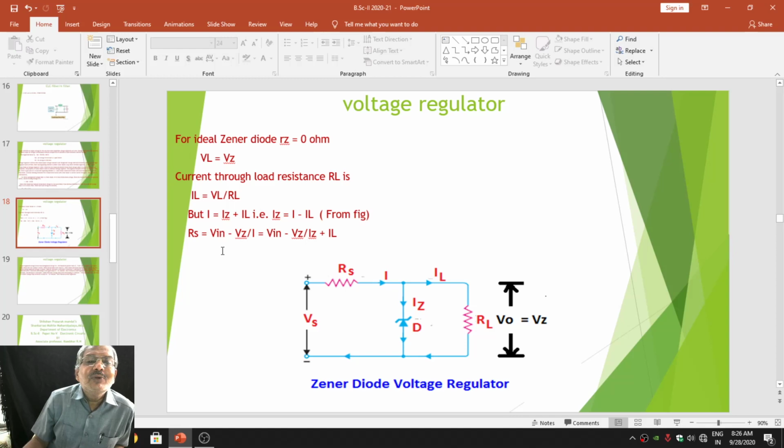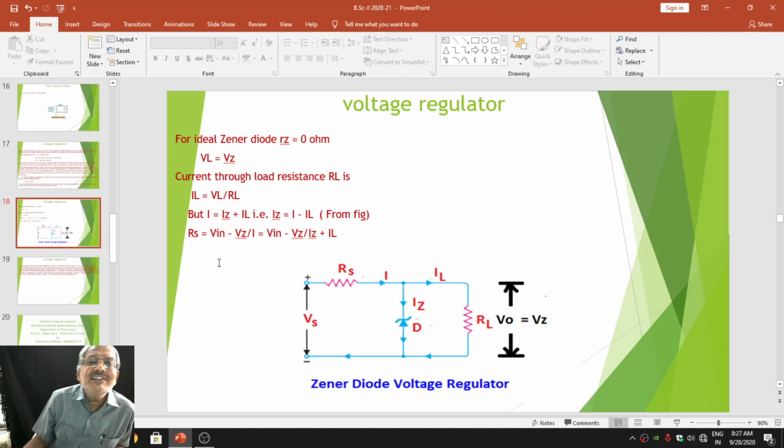Thus Rs is equal to Vin minus Vz upon I, and that's equal to Vin minus Vz upon Iz plus IL. Here Vin is equal to Vs, that is the unregulated power supply, and Vz is the voltage across the Zener diode, or we can say Vz is the same as VL. By knowing Vs equal to Vin and Vz, naturally we can calculate the value of Rs as Vin minus Vz upon Iz plus IL.